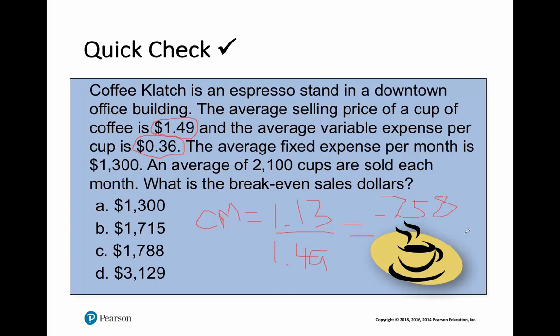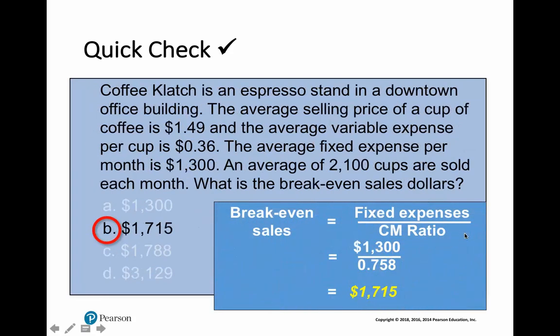Next we take our fixed expense divided by that CM ratio of 0.758, and that gives us our break even in sales dollars. So we'll skip ahead there. We have it written out better than my wonderful writing, and we can see our break even in sales dollars is 1,715.